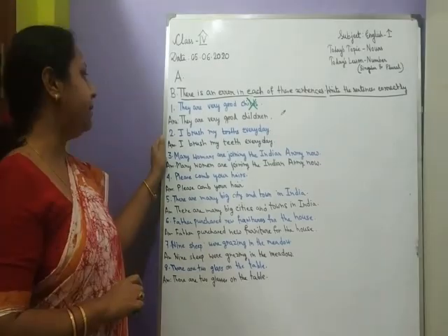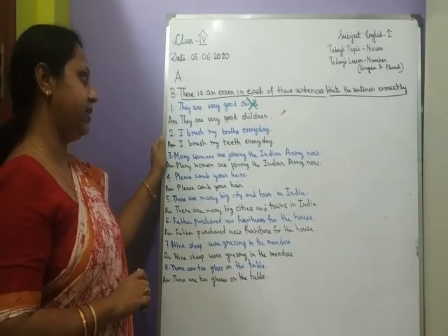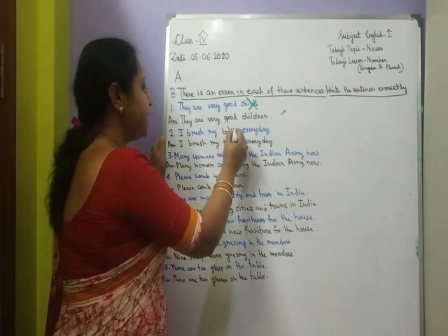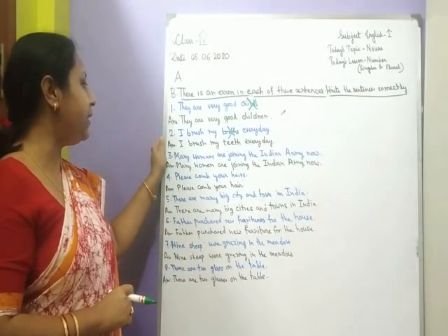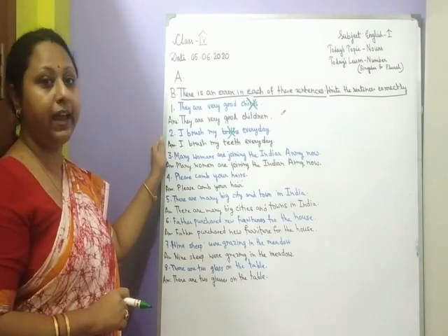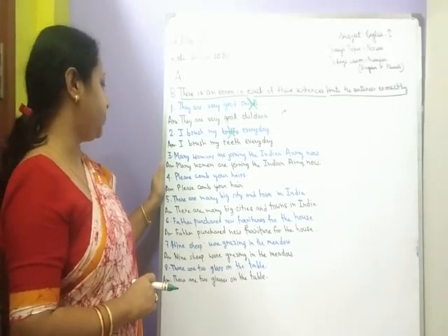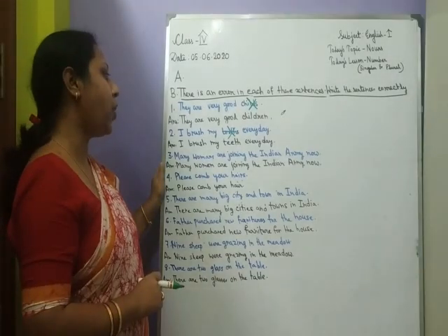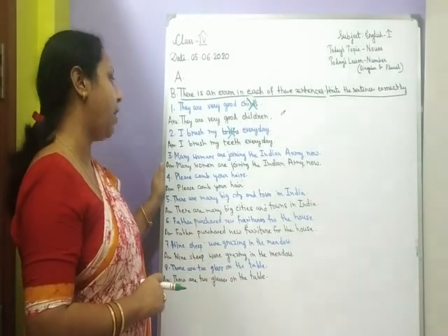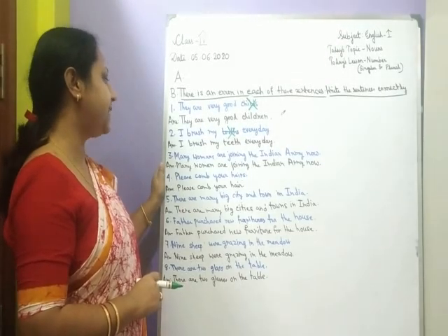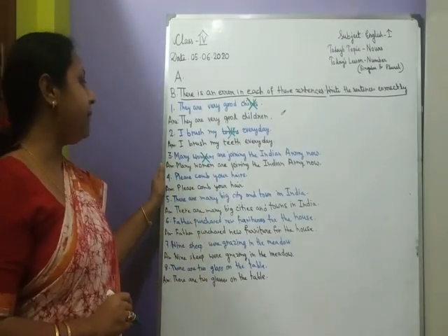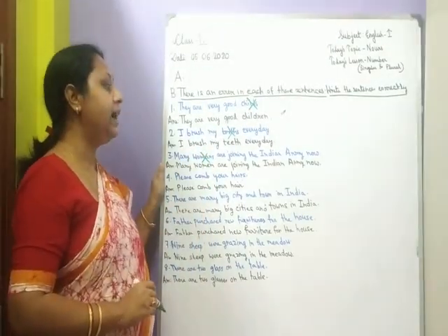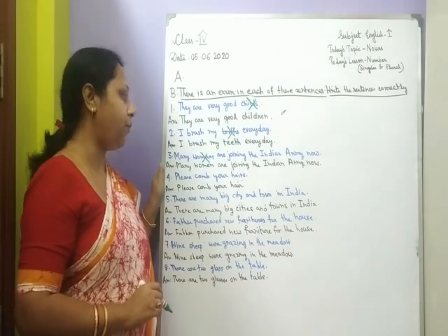Number 2. I brush my tooth every day. Tooth is incorrect. It will be teeth. So, the answer will be I brush my teeth every day. Number 3. Many woman are joining the Indian Army now. Woman is an error. It will be women. So, the answer will be many women are joining the Indian Army now.